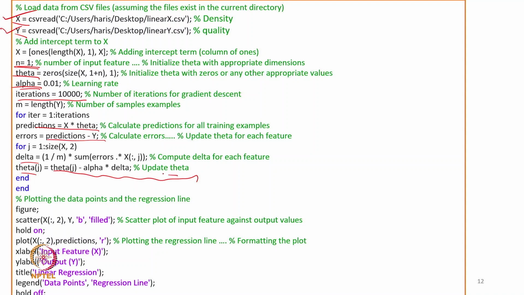Once the theta update is done, there is no convergence criterion given. We are trying to do only 10,000 iterations. Whatever comes out, we will see the results. And then once it happens, we plot those things on the x and y labels so that the data results come to us.